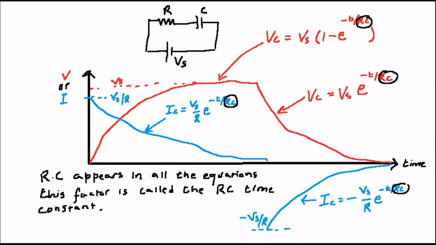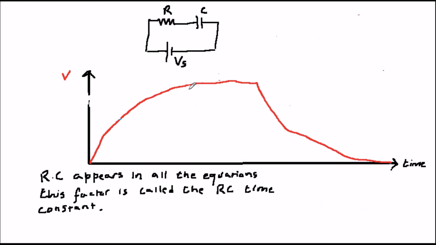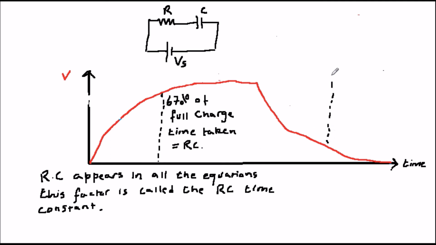You'll notice that the term R times C appears in both the formulae, and this is known as the RC time constant. The value RC itself gives the time taken for the capacitor to charge to 67% of its final value, or to fall to 33% of its final value when it's discharging.